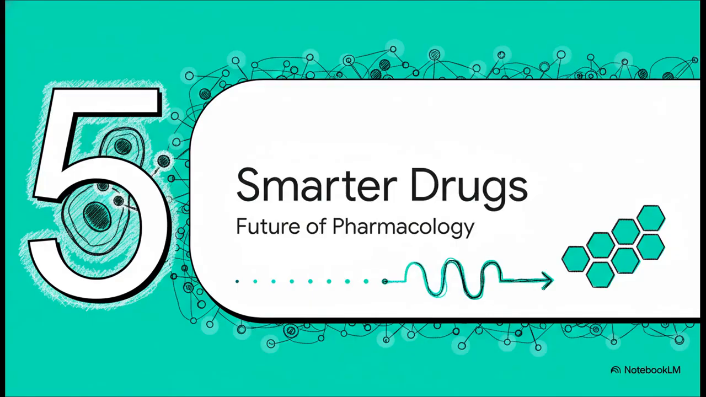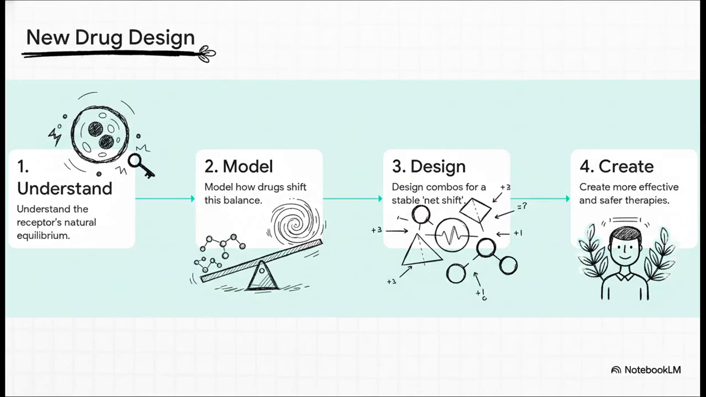So this breakthrough wasn't just about fixing one specific problem. It actually blew the doors open for a completely new way to design smarter and safer medicines for all kinds of things. What this new model really does is give drug designers a whole new toolkit. So instead of just trying to find stronger and stronger keys to jam into the locks, they can now focus on precisely tuning the body's own natural systems. They can actually engineer drug combinations to create a very specific, stable net shift. And that means we can get therapies that are way more effective and have a lot fewer side effects.